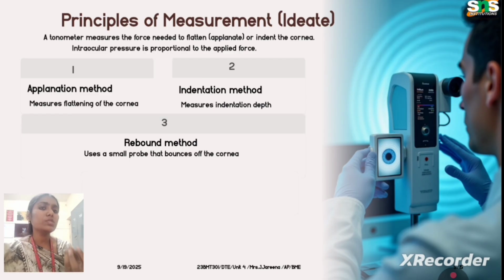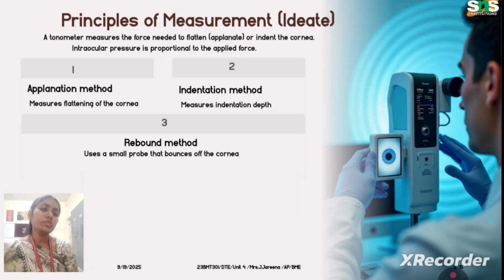Here we are using a small lightweight probe. We measure the force, that is, how much rebound is happening from the cornea, and we calculate that. Based on that, we will be measuring what is the IOP which is present in the eye.